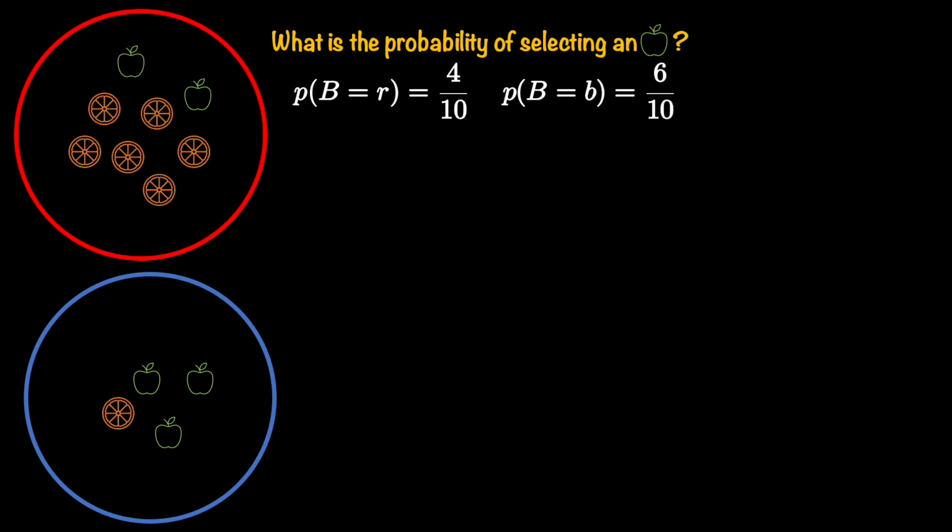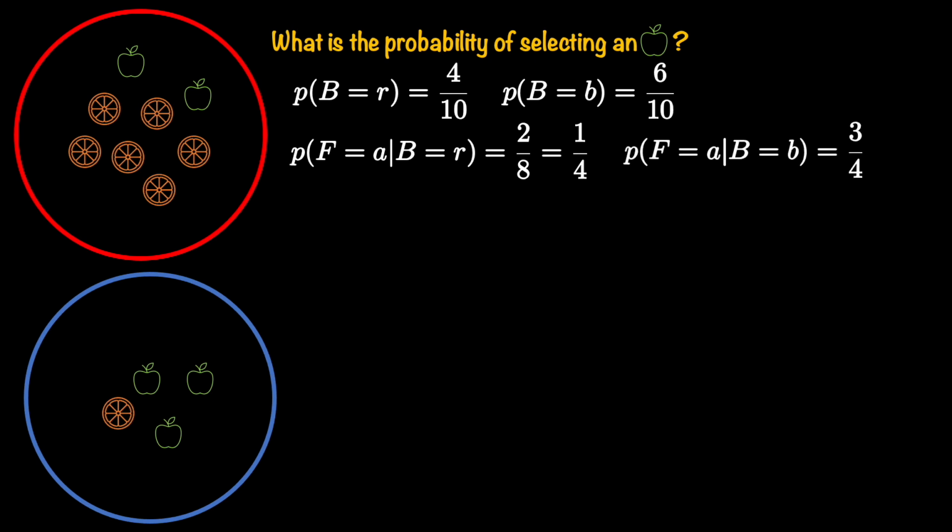Given what we see in the buckets, we can compute the conditional probabilities. For example, looking at the red bucket where there are a total of 8 fruits, we can say that the conditional probability of the fruit being apple given the red bucket is 2 over 8 or 1 by 4. A similar argument gives the conditional probability of the fruit being apple given the blue bucket as 3 over 4. Now our task translates into computing the marginal probability of the fruit being an apple.